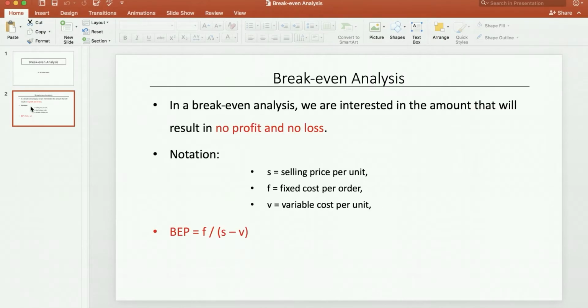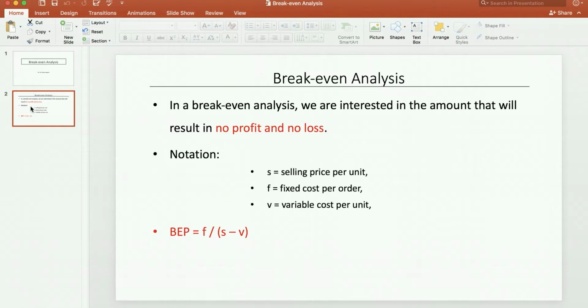So in summary, break-even analysis focuses on understanding and identifying the amount in the decision-making process that will lead to no profit and no loss. So we are talking about a numerical value for which we have no profit and no loss.